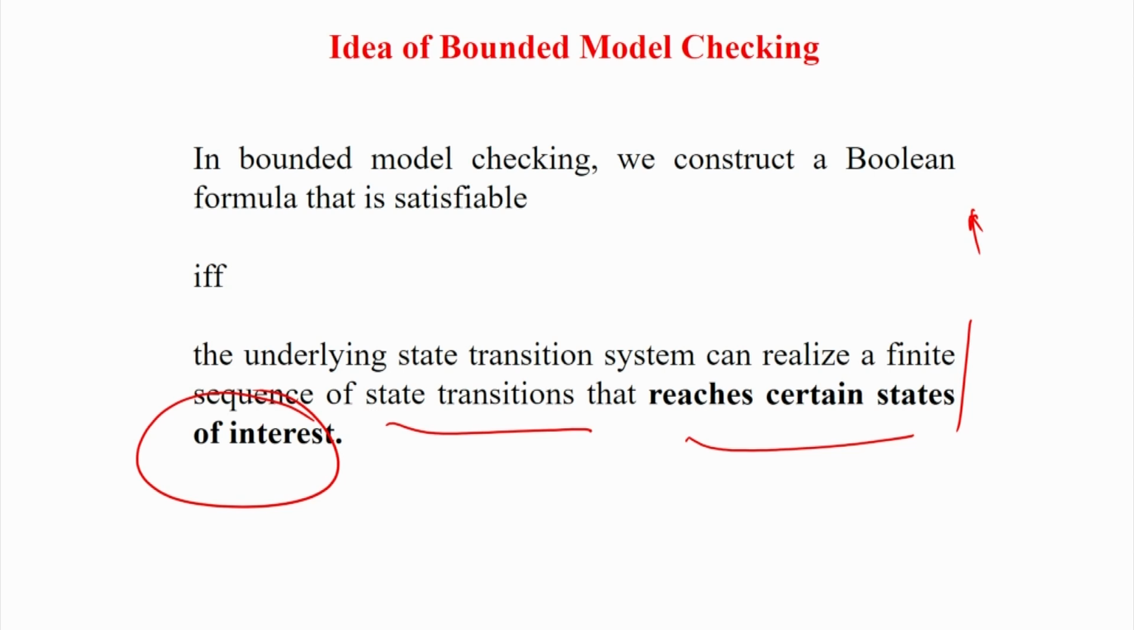Given our system, we are not going to model the entire state space or reachable state space. We will rather restrict it and then model it in terms of a Boolean formula, such that the Boolean formula is satisfied if and only if you are able to reach, in that restricted state space, the formula of interest. That means maybe I am having a single trace.